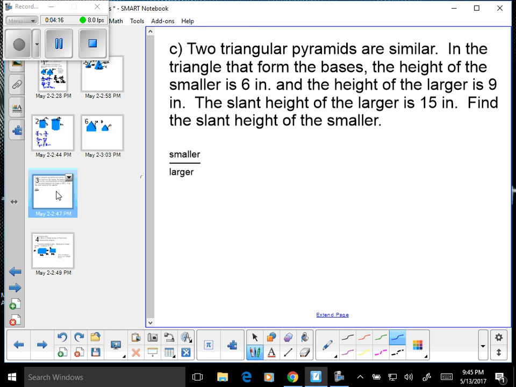There will be times when they are going to give you the problem written out. Yeah, it takes a little more work, okay? They're going to tell you that you have two triangular pyramids that are similar. In the triangle that form the base, the height of the smaller one is 6 inches, and the height of the larger one is 9 inches. And the slant height of the larger one is 15 inches. You need to find the slanted height of the smaller. So what they're telling you, first of all, in that second sentence, is that you have a smaller height compared to a larger height. That's 6 to 9.